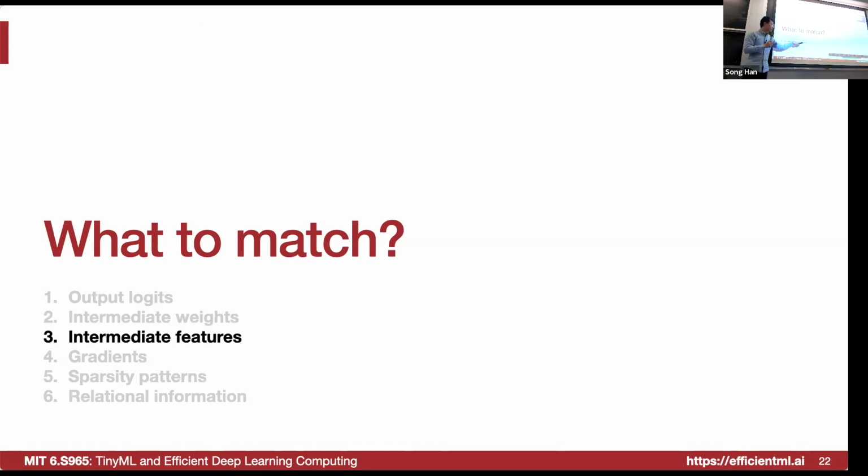We can also try to match the intermediate features. Imagine a neural net is basically an automatic feature extractor. So the features extracted by the teacher model should be very similar to the features extracted by the student model.